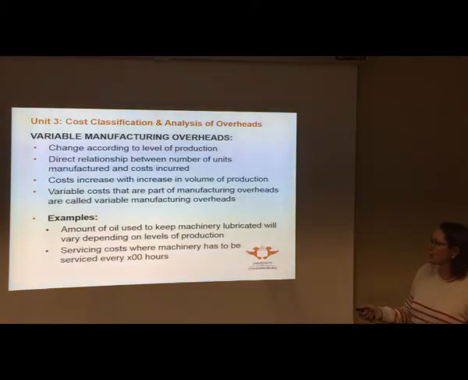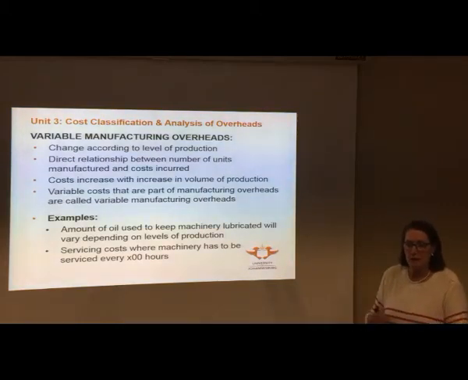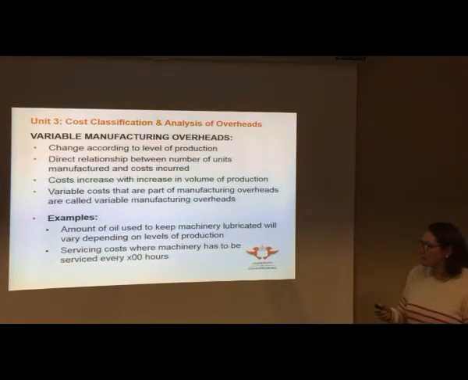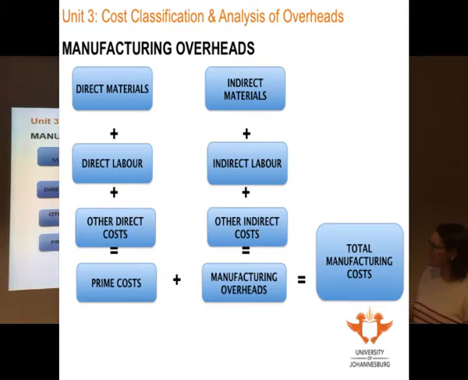So examples of variable manufacturing overheads would be the oil that we use to keep the machinery lubricated, or the servicing costs. Let's say, for example, you have an aeroplane. An aeroplane has to go through a full service every so many thousand or 100 kilometers, so that would be a variable cost. Okay, so if we look at our overheads here, this is our total manufacturing cost.